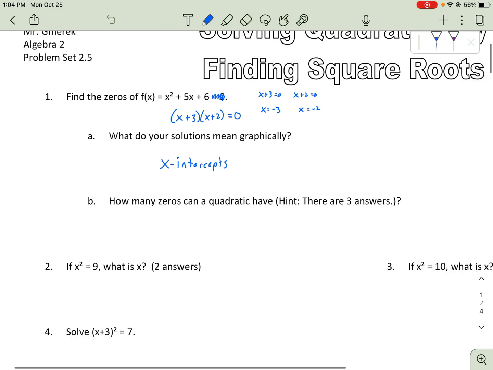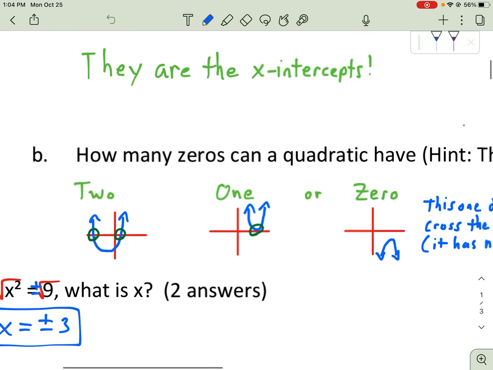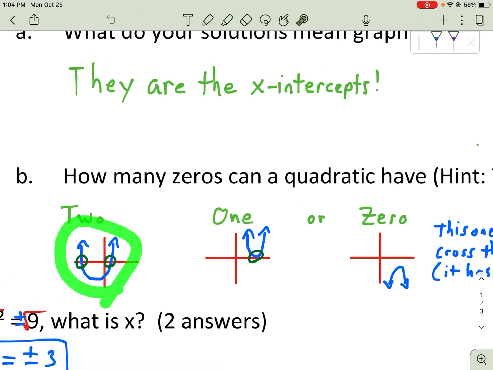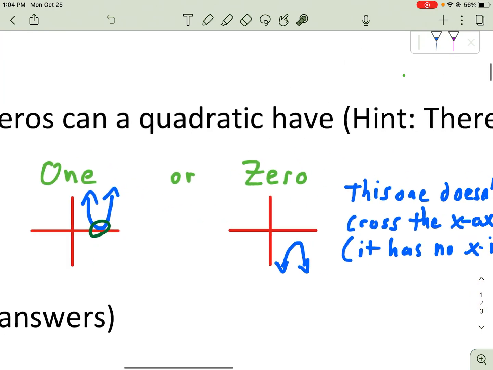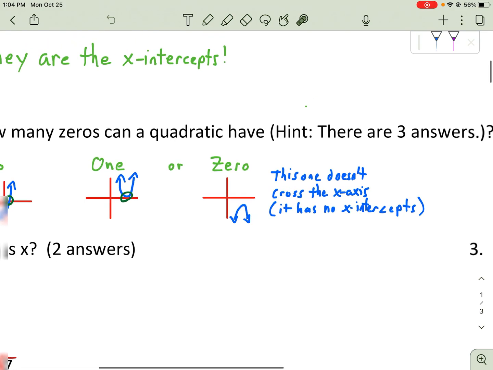How many zeros can a quadratic have? There are 3 answers. So if we're looking at x-intercepts, we can have 2 x-intercepts. We can have one where the graph just touches the x-axis and turns around, or where it doesn't touch the x-axis at all. It has no x-intercepts.